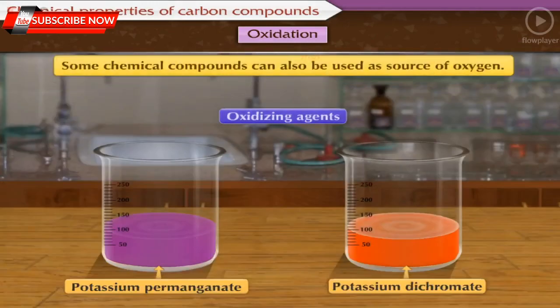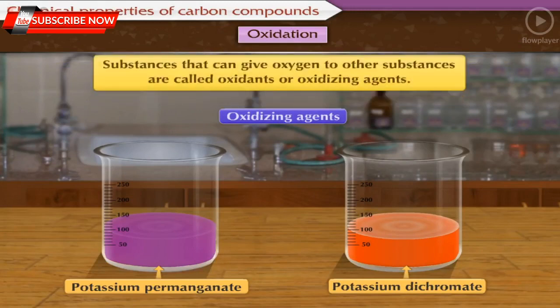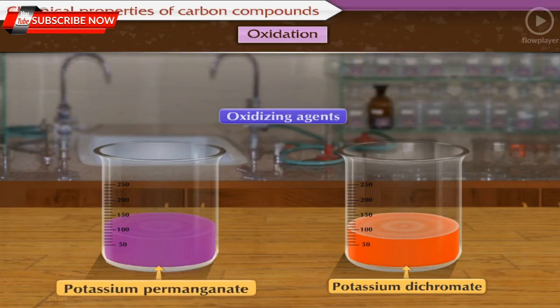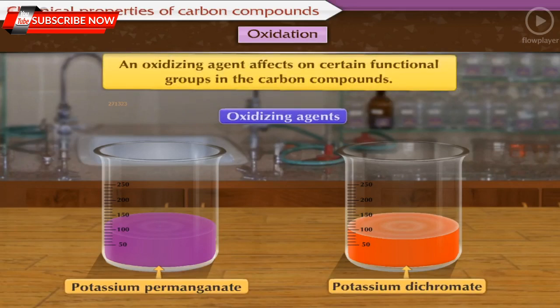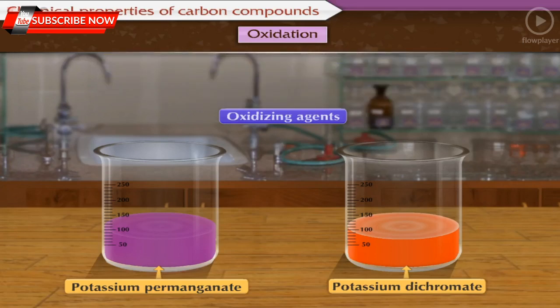Some chemical compounds can also be used as source of oxygen. Substances that can give oxygen to other substances are called oxidants or oxidizing agents. Potassium permanganate and potassium dichromate are the commonly used oxidizing agents. An oxidizing agent affects certain functional groups in the carbon compounds. To learn more about oxidation, let us perform an activity.